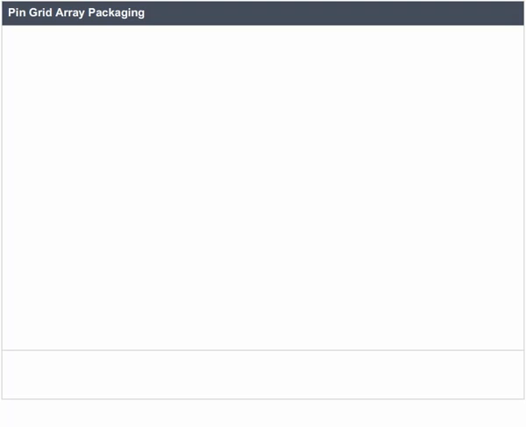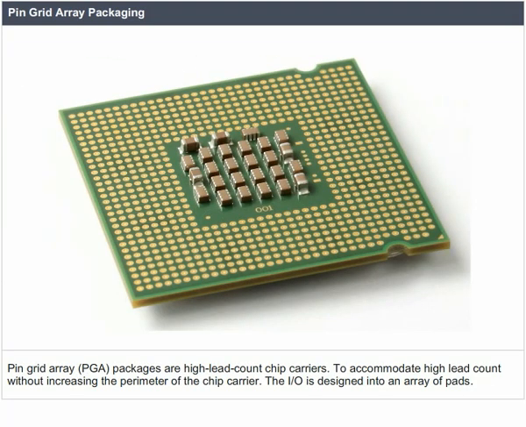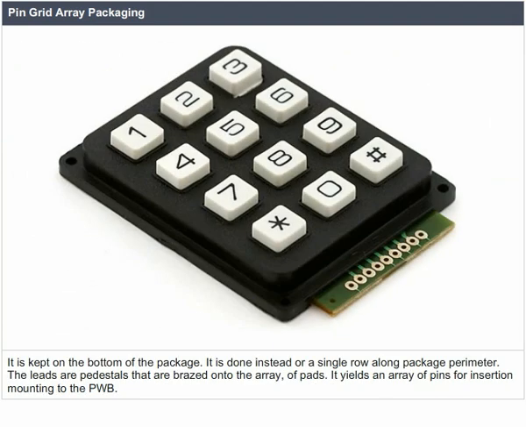Pin grid array packaging. Pin grid array PGA packages are high lead count chip carriers. To accommodate high lead count without increasing the perimeter of the chip carrier, the input-output is designed into an array of pads. It is kept on the bottom of the package instead of a single row along the package perimeter. The leads are pedestals that are brazed onto the array of pads. It yields an array of pins for insertion mounting to the PWB.